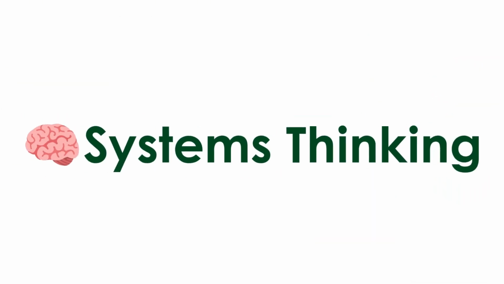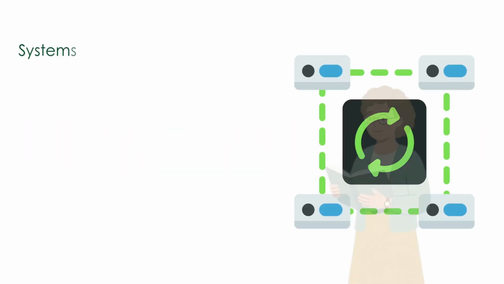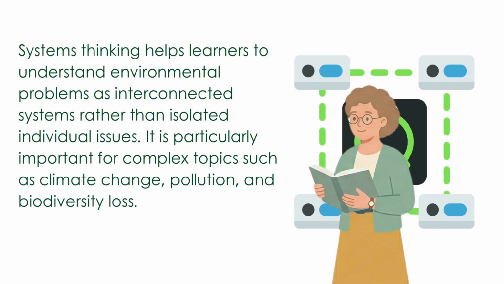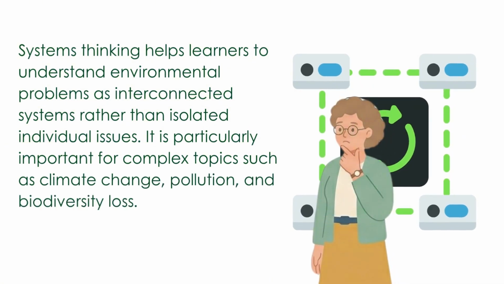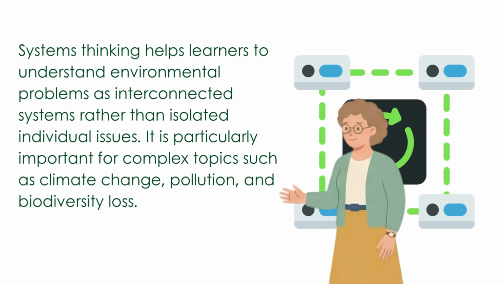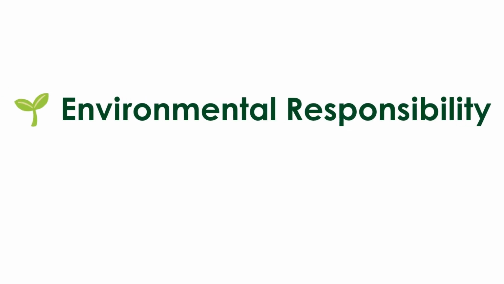To achieve this, we need so-called systemic thinking. It shows learners that environmental problems do not occur in isolation, but are closely interconnected. In the process, they learn to grasp the deeper causes and global impacts. This is especially crucial for complex topics such as climate change, environmental pollution, and biodiversity loss. From this understanding, true environmental responsibility emerges.